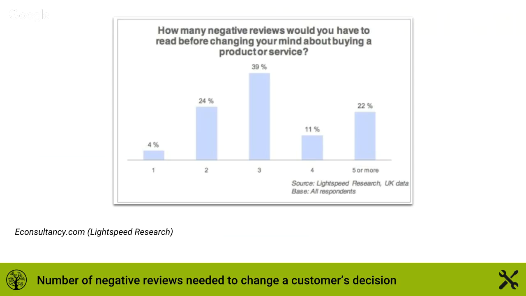So here is just a snapshot of what I want to emphasize is so important with follow-up emails, whether you use Feedback Genius or My Seller Pal or whichever one you choose. This is important. This graph shows us how many negative reviews you would have to read before changing your mind about buying a product. So how many negative reviews would you have to read? 39% of people said if they read 3 negative reviews, they would change their mind about buying the product. And you can see here, only 4% of people said they would change their mind about buying a product if they saw 1 negative review.